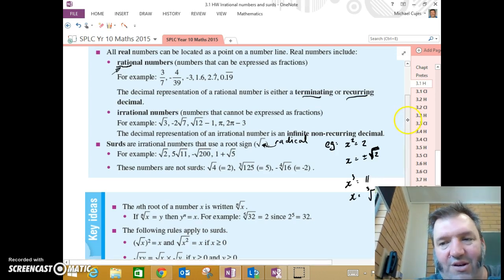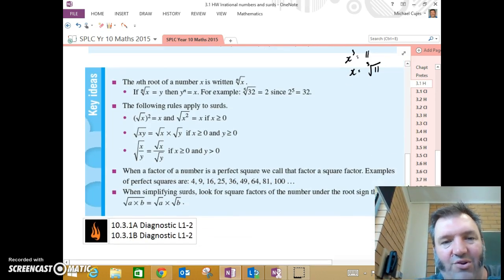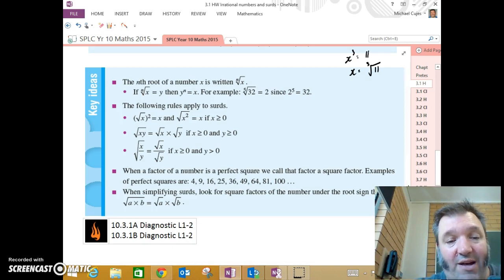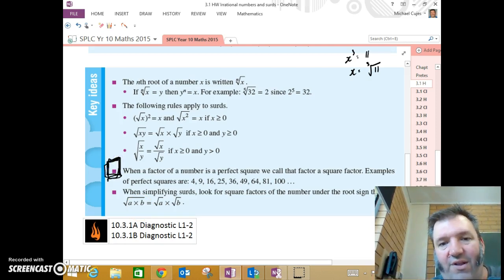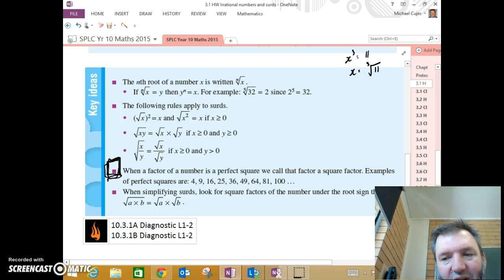What are we going to do with these surds? Well, the first thing we've got to be able to do is simplify them, and then we've got to be able to do some operations with them. To simplify them, you just look for square factors. Factors which are perfect squares that are factors of the larger number, and then you separate the surd out.